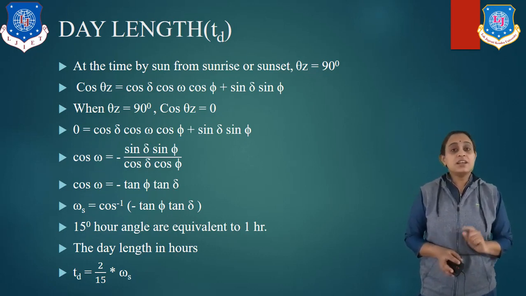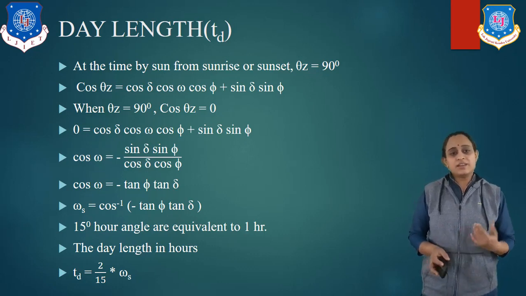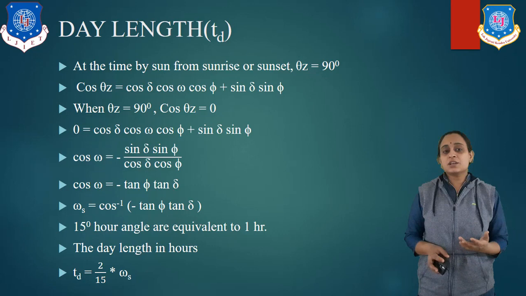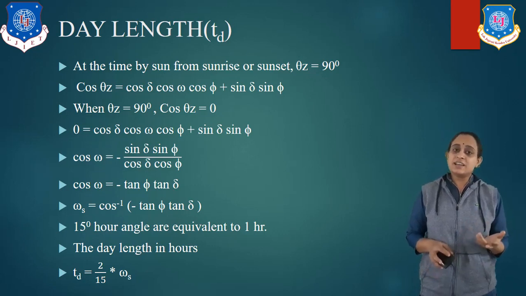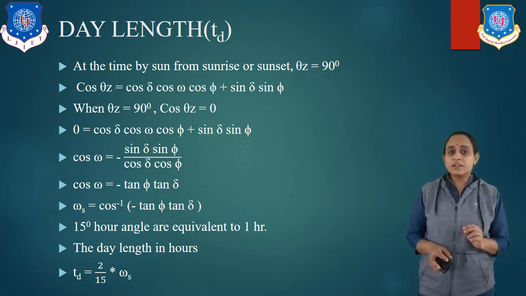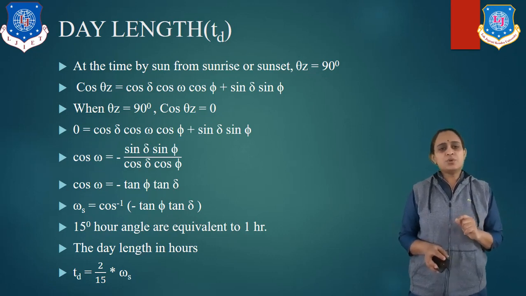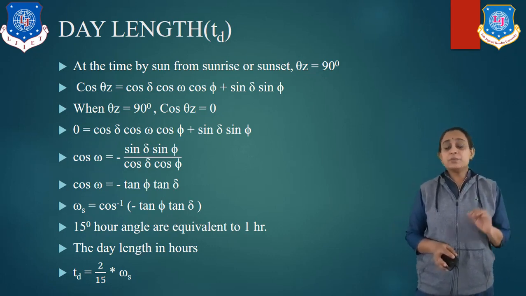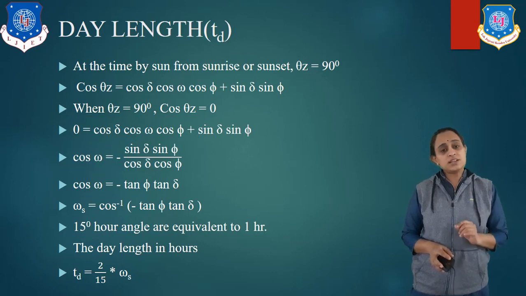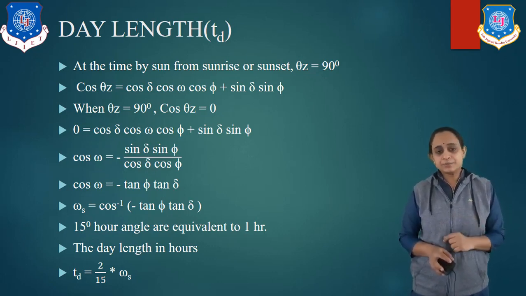And what is theta z? It is the zenith angle. Now we can write cos theta z is equal to cos delta cos omega cos phi plus sin delta sin phi. Clear? So when theta z is equal to 90 degrees, what is the cos 90 value? It is 0. So let us put the cos theta z value: 0 is equal to cos delta cos omega cos phi plus sin delta sin phi.